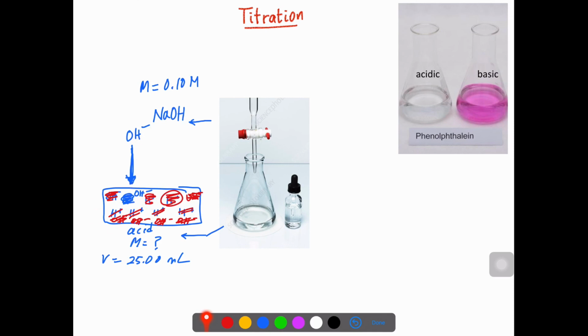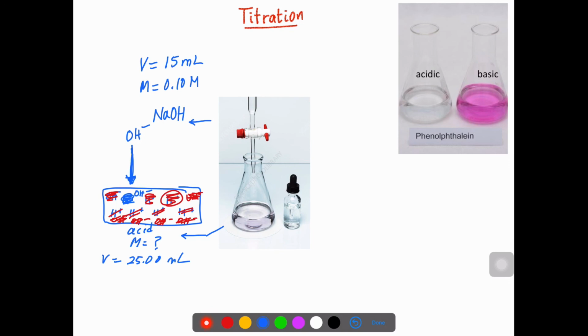So what should be the color of phenolphthalein? It should be pink. Once you see a faint pink, that's an indication that all your acid has reacted. So you're going to stop titrating and record what volume of sodium hydroxide has been used. Let's say it used 15 milliliters, like we saw in the previous problem. That's it. There you have enough information to calculate the molarity of the acid.